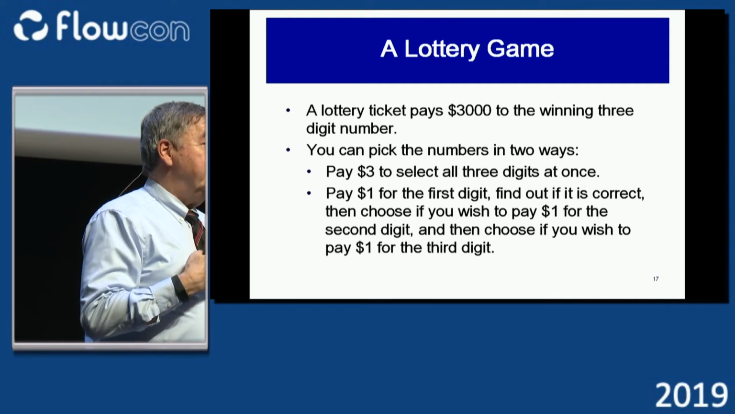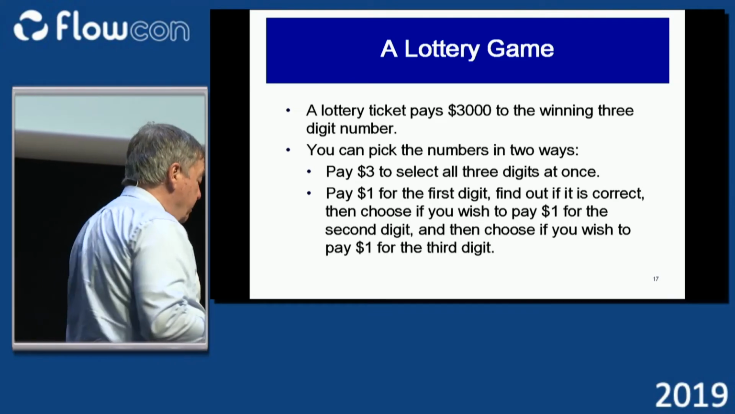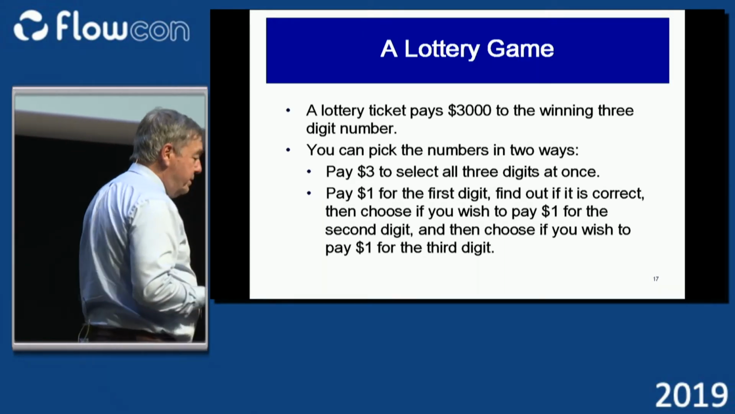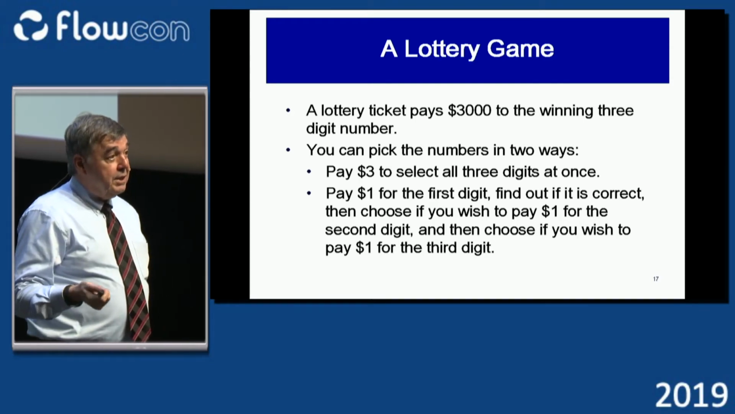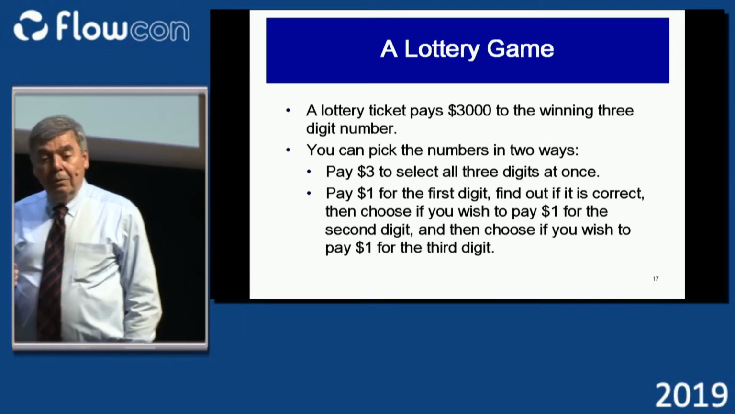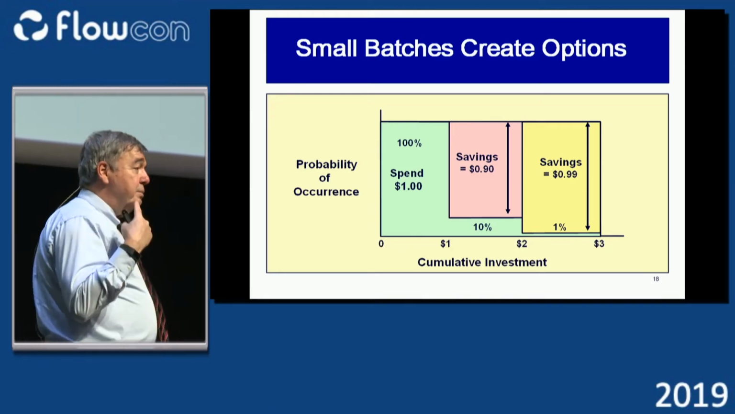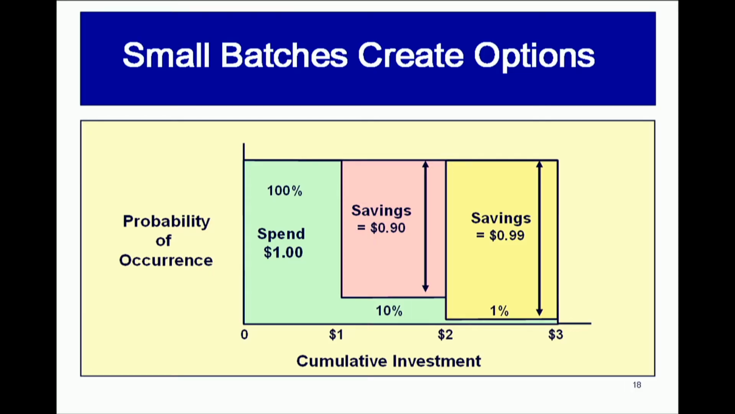Now, I'll offer you a different way of playing the game. I'll still charge you $3 for 3 digits, but I'll let you pick the first digit, and then I will give you feedback on the first digit, and then you can decide whether you want to buy the second digit. And then I'll give you feedback on the second digit, and you could decide whether you want to buy the third digit. What does the economics of the second game look like? The economics looks like this: there's a 100% chance I'm going to buy the first digit, there's a 10% chance I'm going to buy the second digit, and there's a 1% chance I'm going to buy the third digit.